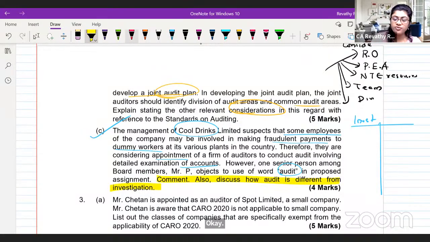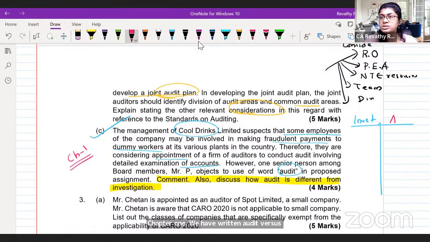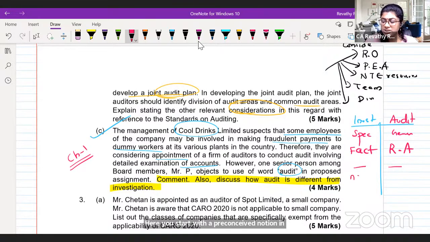Also discuss how audit is different from investigation. You remember chapter 1, we have written audit versus investigation as a point. Investigation is specific, audit is more general. In investigation, you establish a fact; in audit, reasonable assurance. In investigation you start with a preconceived notion; in audit you don't start that way. Investigation is more narrow, whereas audit is more wide. So how would you conclude, guys? Therefore, the contention against using the word audit is valid or invalid? Since it is an investigation, the contention is valid.